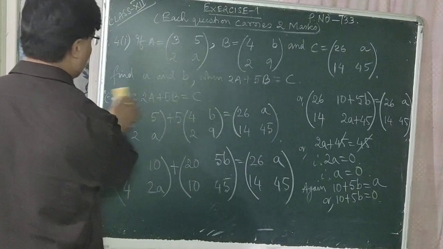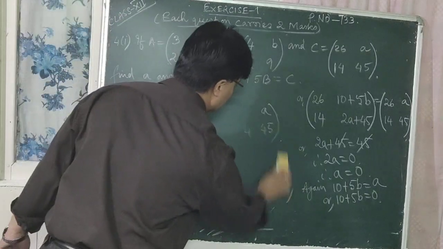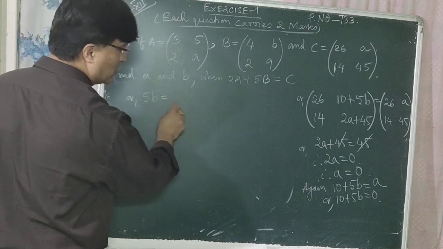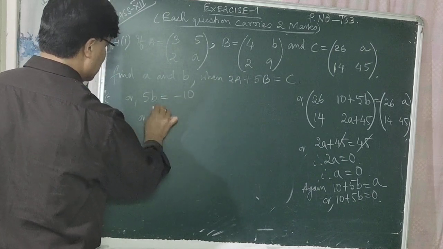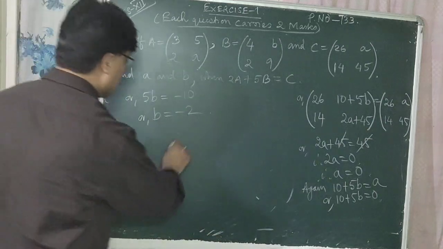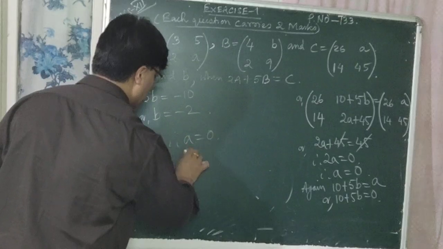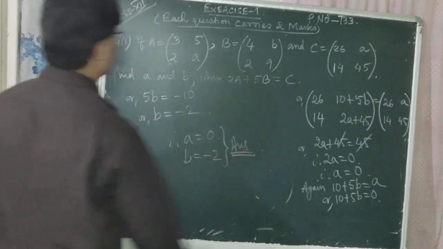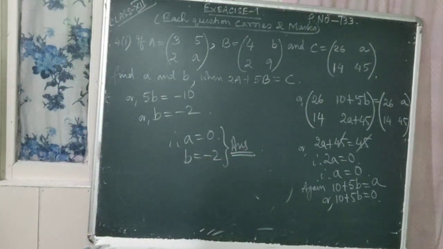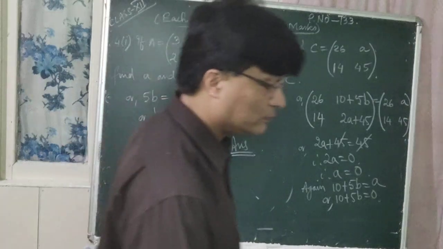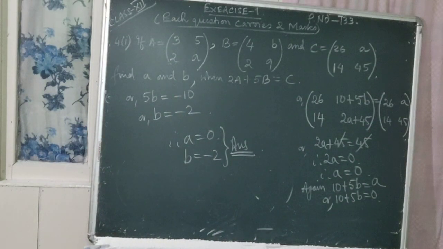In the next step, you can write 5b is equal to minus 10. What is the value of b? It is minus 2. Is that clear? So what are the answers here now? A is equal to 0 and b is equal to minus 2. That is your answer. So you can copy it. We'll do the next question now.